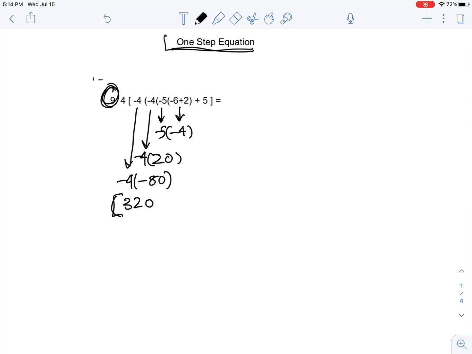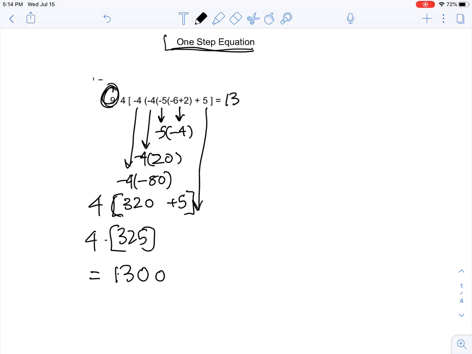Now, you have 320 plus 5 times 4. So 4 times 325, because 320 plus 5 is 325, is equal to 1,300. Because if you multiply 325 times 4, that will give you 1,300.